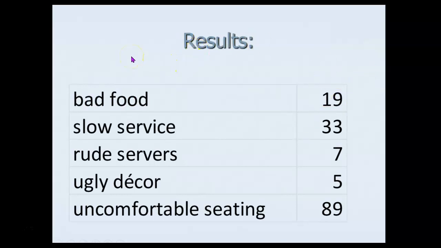So in the time period where they were keeping track, they got 19 complaints about bad food, 33 complaints about slow service, rude servers, 7 complaints, ugly decor, 5 complaints, uncomfortable seating, 89 complaints. And so if we display this as a Pareto chart, here's what it looks like.